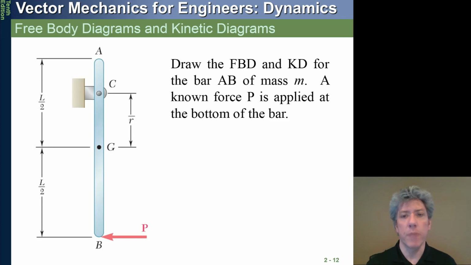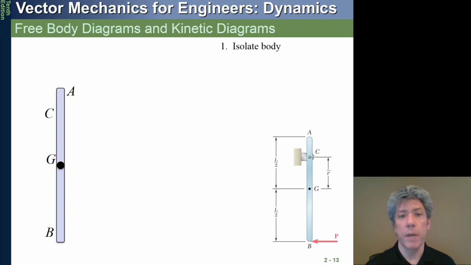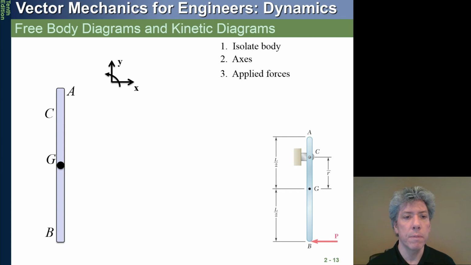We need to draw the free body diagram and the kinetic diagram. We know that the bar has a mass m, and we know that there's a force P applied at the bottom of the bar. So let's see if we can do this. The first step is to isolate the body. Okay, well, there's the body. It's isolated. Now what? Well, draw some axes. Okay, there's our coordinate axes. We've defined which way is positive.